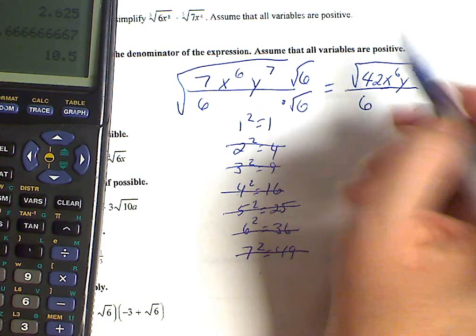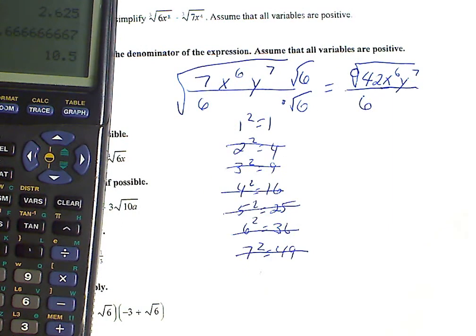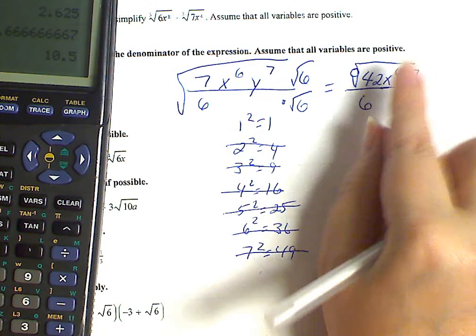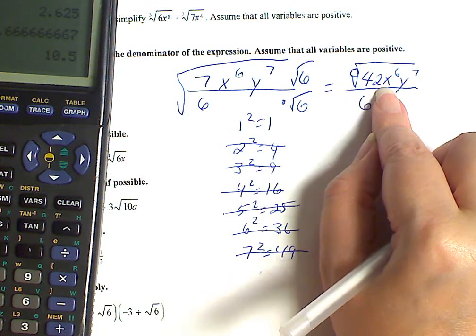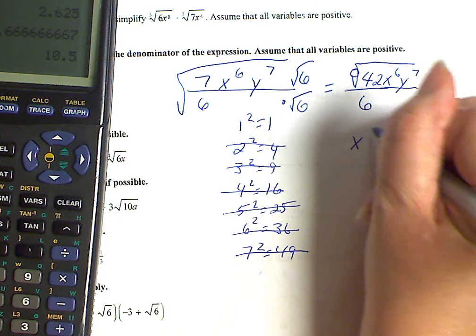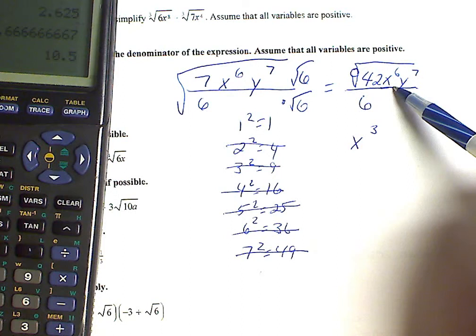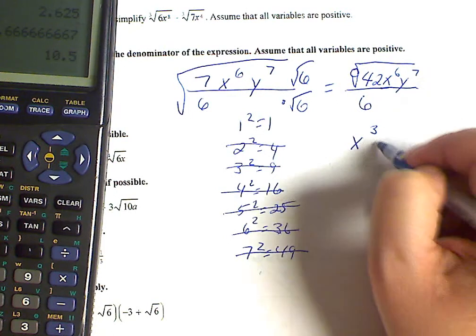What number is sitting there when you have a square root? A 2. So 2 people can leave at a time, and there's 6 in this group. How many groups can leave? 3 groups. If we have 7 here, how many groups can leave? 3, with 1 left over.